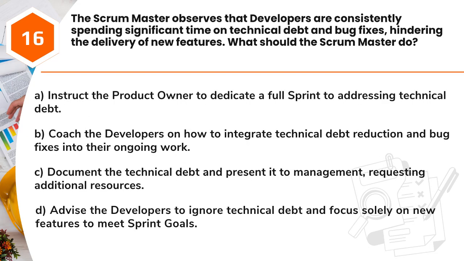Question 16. The Scrum Master observes that the developers are consistently spending significant time on technical debt and bug fixes, hindering the delivery of new features. What should the Scrum Master do? A. Instruct the product owner to dedicate a full sprint to addressing technical debt. B. Coach the developers on how to integrate technical debt reduction and bug fixes into their ongoing work. C. Document the technical debt and present it to management, requesting additional resources. D. Advise the developers to ignore technical debt and focus solely on new features to meet sprint goals.